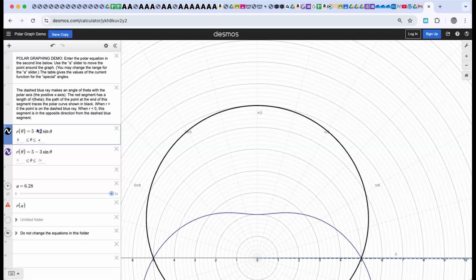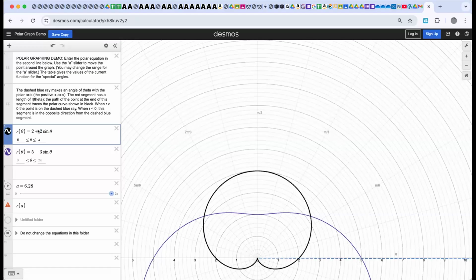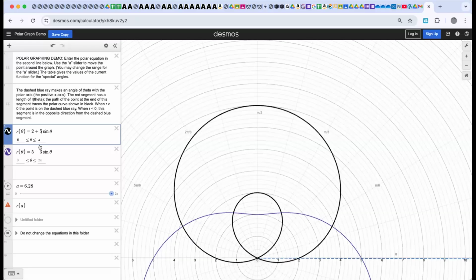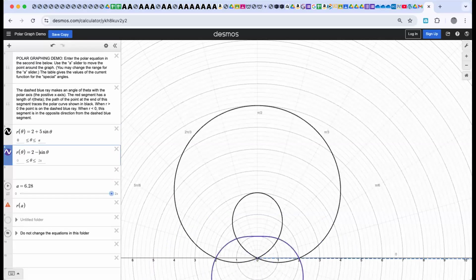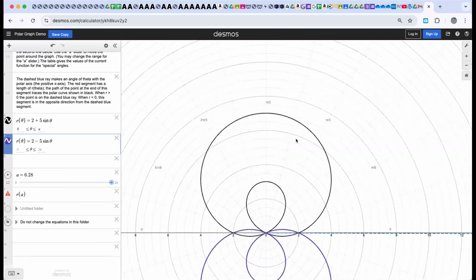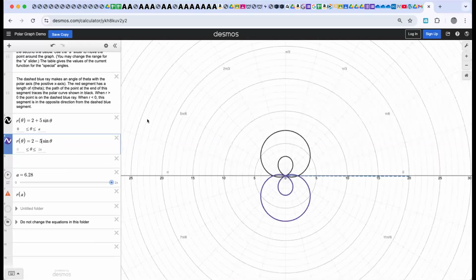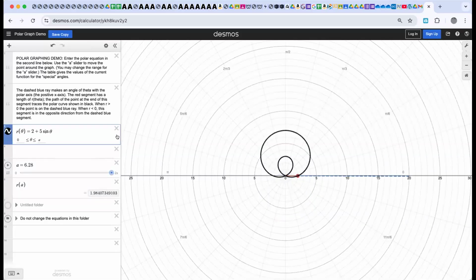A is less than B. The value switches to 2 plus 5 sine theta. See, there is an inner loop limaçon. 2 plus 5 sine theta, 2 minus 5 sine theta. See, guys, this is called the inner loop limaçon. So let's not do 2 together. Let's first understand what is going on. 2 plus 5 sine theta. I want to expand it.